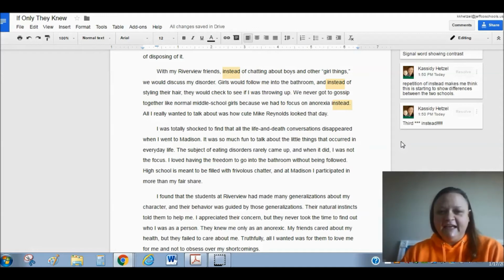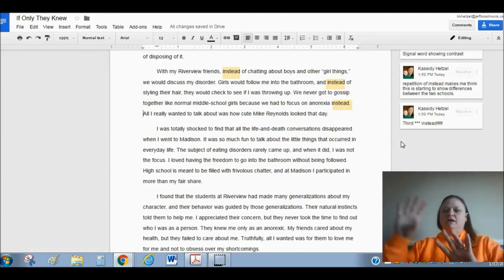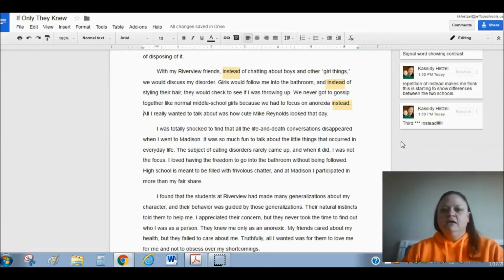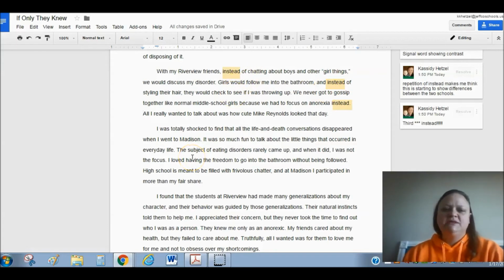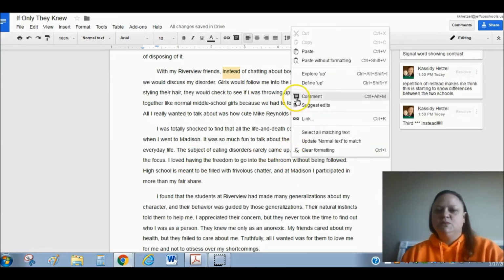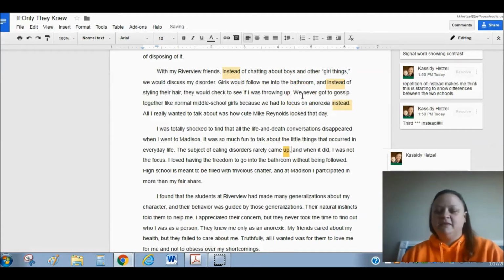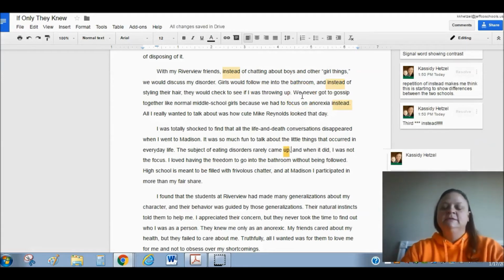Again, guys, we see a contrast here from instead. There are different types of words here. We would talk about throwing up here. We never got to gossip. We're down here, we're seeing that the topic of eating disorders rarely came up, and that I got to go to the bathroom without being followed. So this is really where I'm starting to really think this might be a compare-contrast.